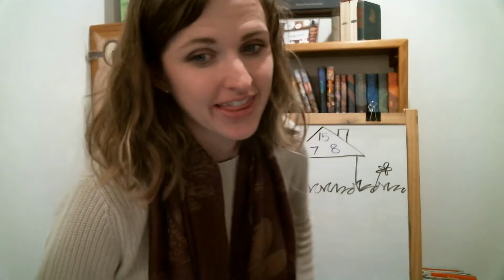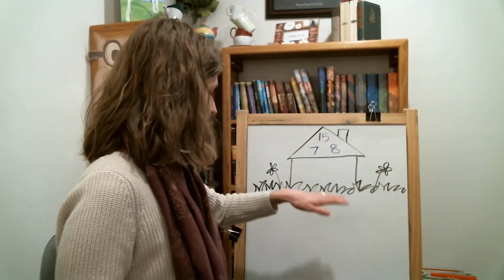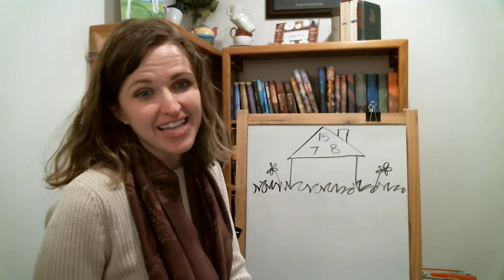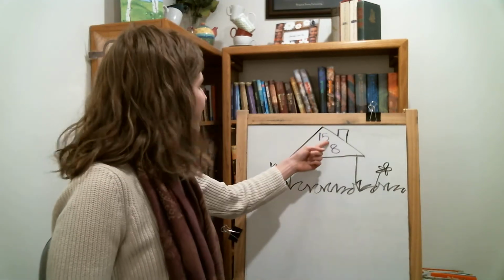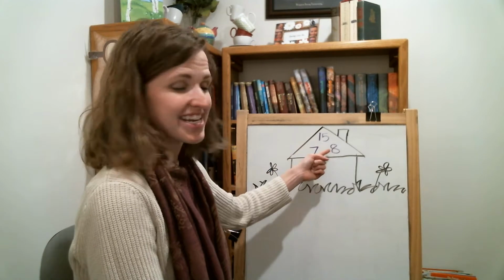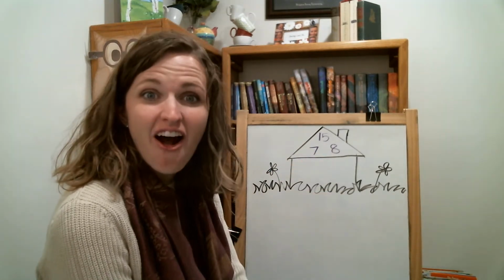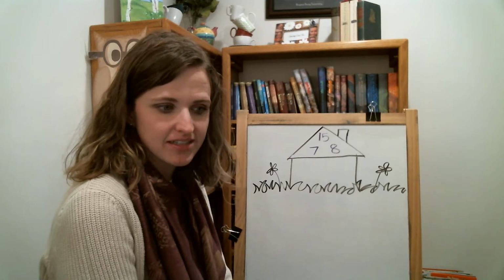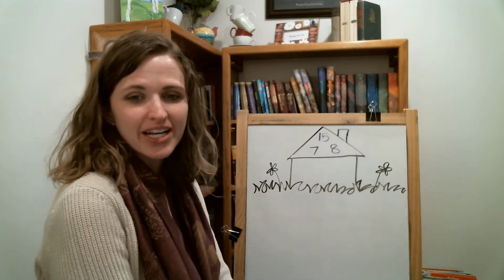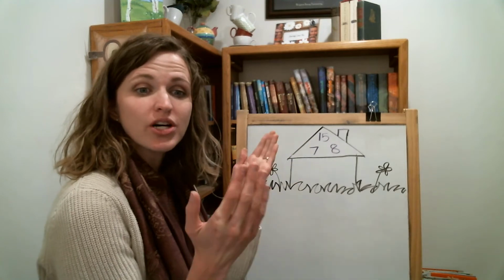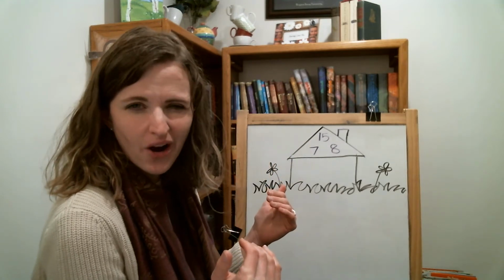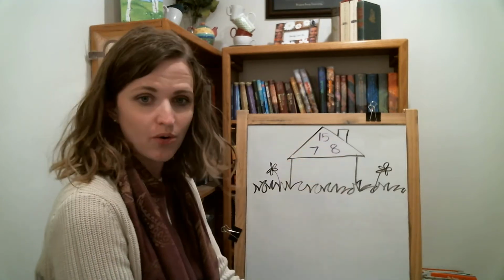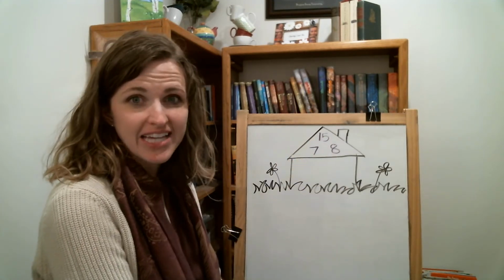Let's start with this fact family house. In my fact family house, I have some bigger numbers. I have the number 15, 7, and 8. These numbers are a fact family, and let's show how we can know this. Well, we can start by adding the two lower numbers, or the parts, together to see if we get to the correct whole. There are lots of ways to add.